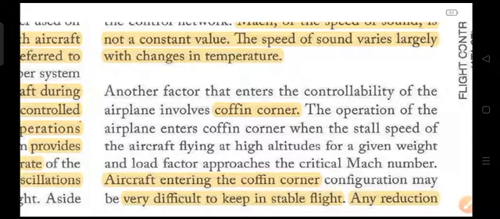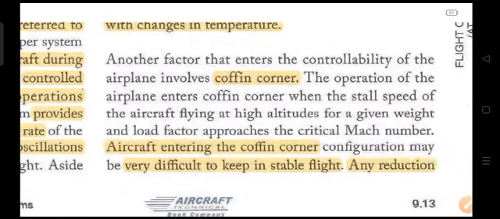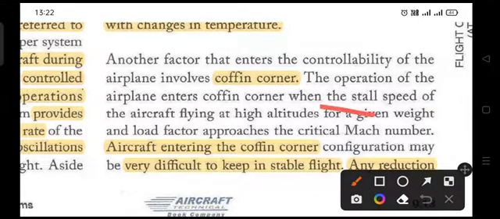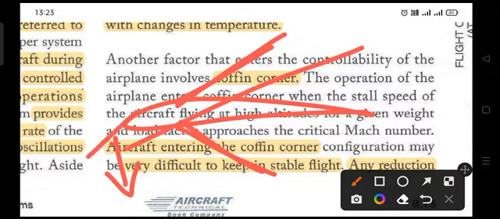So there is a factor which is called coffin corner. Coffin corner is basically the aircraft entering the critical Mach number, where it is very difficult to keep the aircraft stable, which means you reach a particular state where you go very close to the Mach number, the shock wave is also created, your nose down tendency has happened, so now you are going down like this, your speed is very high, so obviously there will be a tendency of crashing, right? So you will lose control of the aircraft.